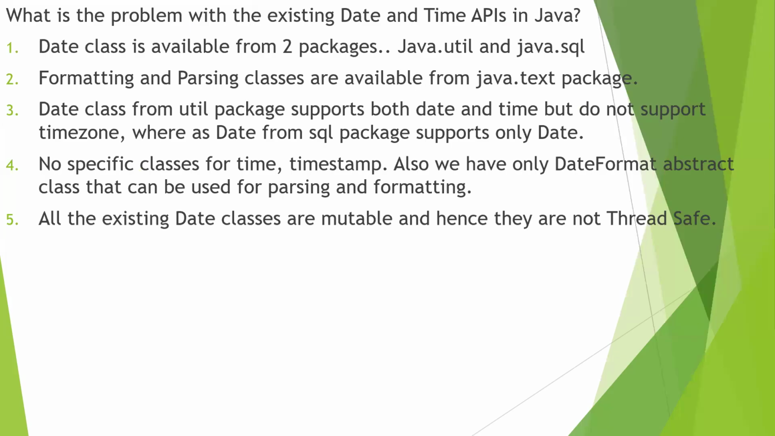So, before Java 8, the date classes in Java are available in two packages. What are those two packages? The java.util package, and also the java.sql package. So basically, the date classes are available from these two packages, but the formatting and parsing classes are available from the java.text package, which is completely different from these two. Moreover, the date class from the util package supports both date and time, but does not support any time zone.